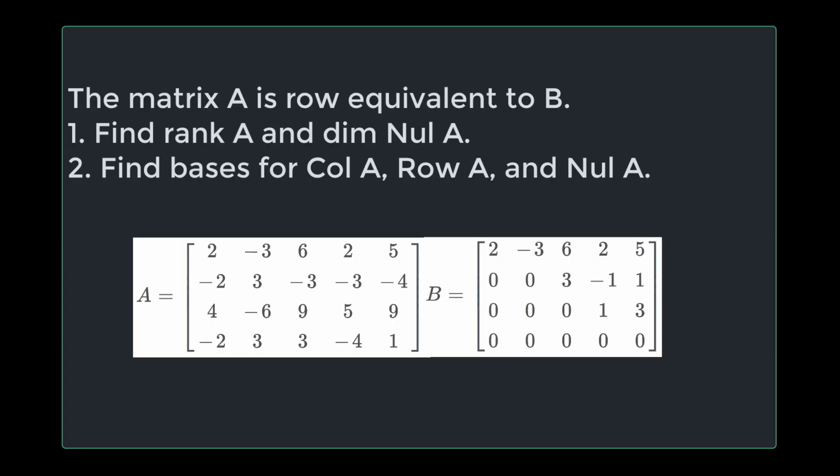The question we're working on today is, the matrix A is row equivalent to B. 1. Find the rank of A and the dimension of the null space of A. 2. Find bases for the column space of A, the row space of A, and the null space of A.